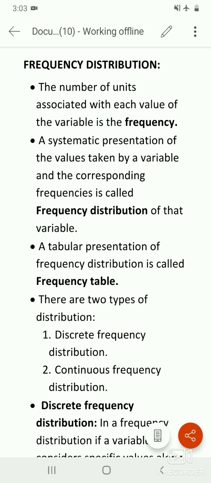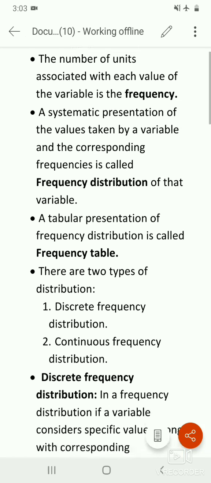The number of times an item is repeated is known as frequency. A systematic representation of values taken by a variable and the corresponding frequencies is called the frequency distribution of that variable. So we are representing the values that the variable takes along with the frequency, where frequency is how many times a value is repeated. And a tabular representation of a frequency distribution is called a frequency table.